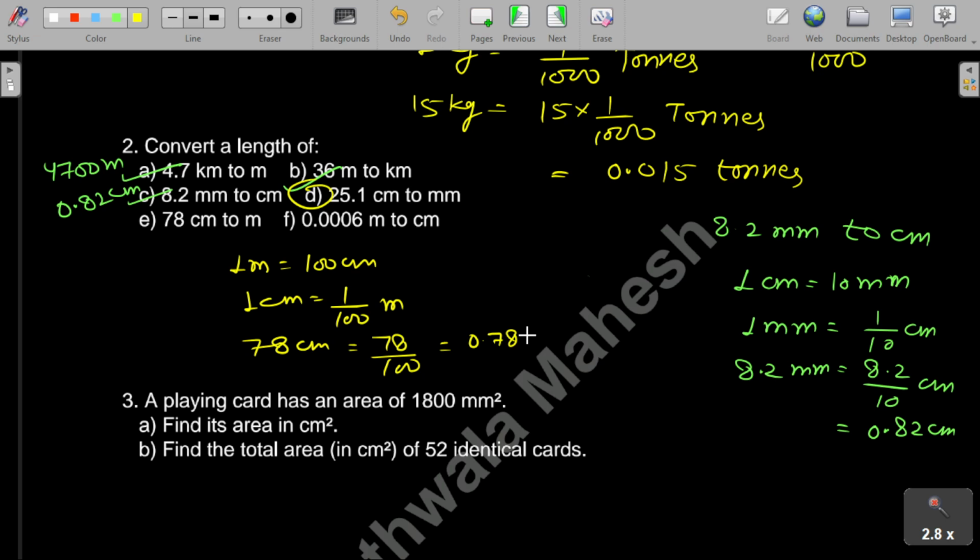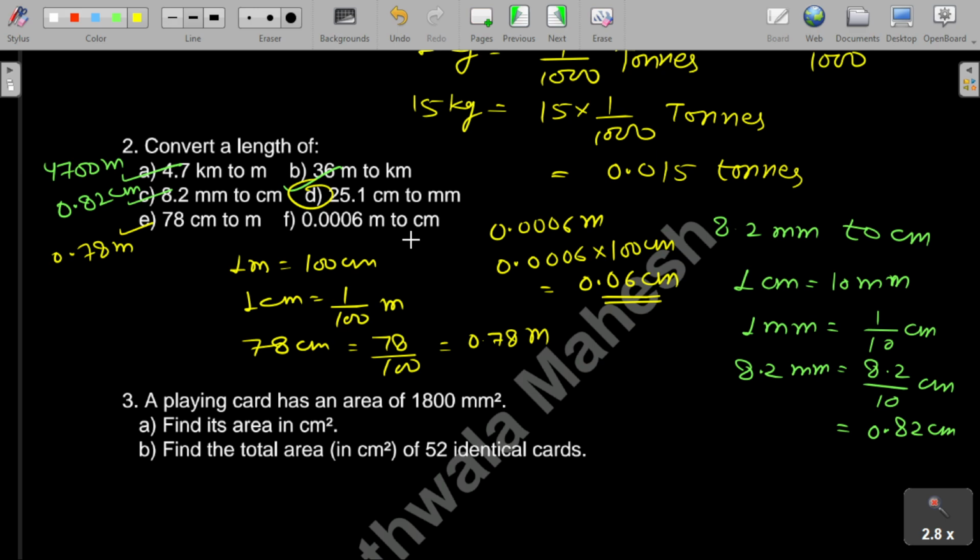And 0.006 meter to centimeter. We can write 0.006 into 100 centimeter, so 0.6 centimeter. This is the answer.